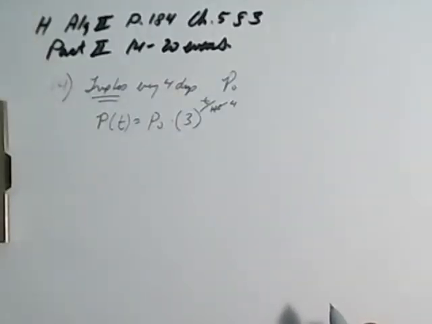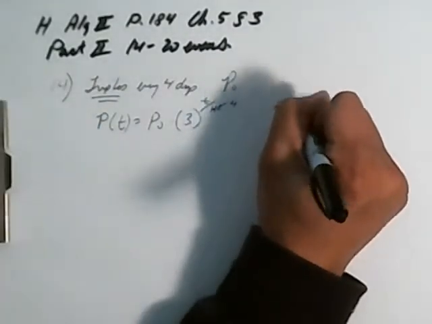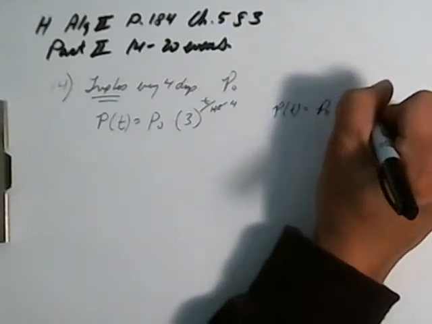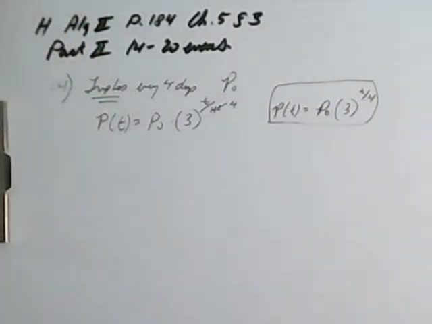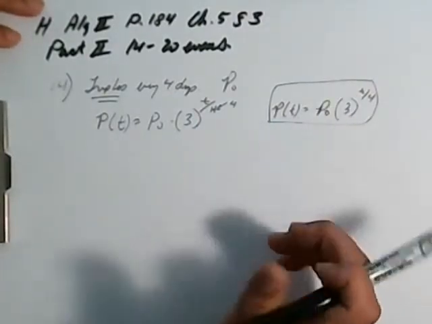So the final answer, after t days, what will it be? P of t is equal to the initial amount times 3 to the t over 4. I didn't do this one. Okay, that's t over 4. Number 16.